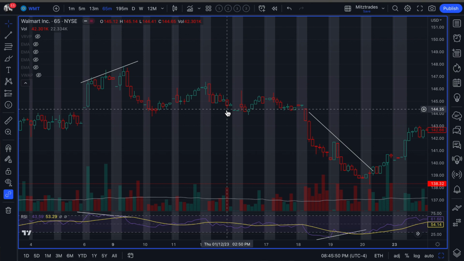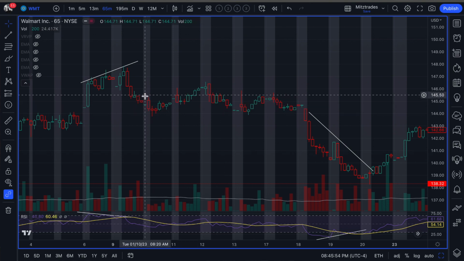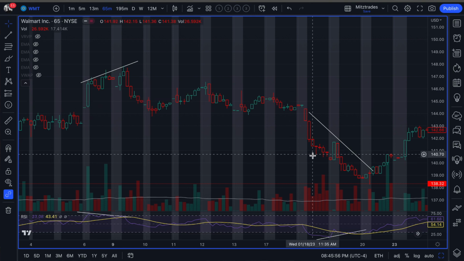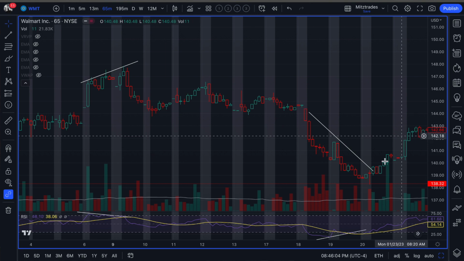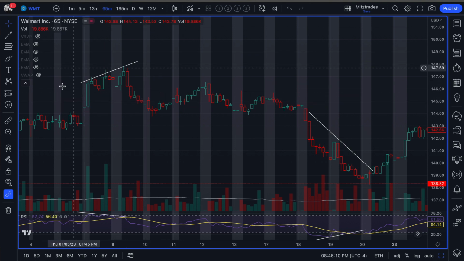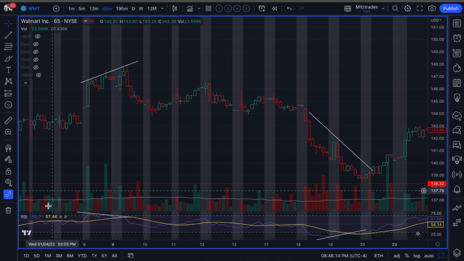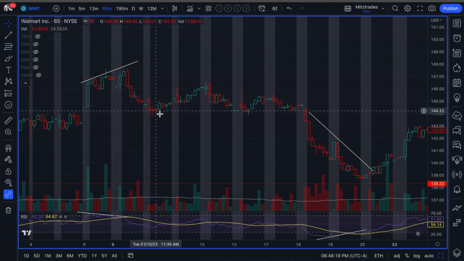In addition to buy and sell signals, the RSI can also be used to identify divergences. A bullish divergence occurs when the stock price is making new lows while the RSI is making new highs. This typically indicates that the stock is likely to reverse and move higher. Similarly, a bearish divergence occurs when the stock price is making new highs and the RSI is making new lows. This may indicate that the stock is likely to reverse and move lower.